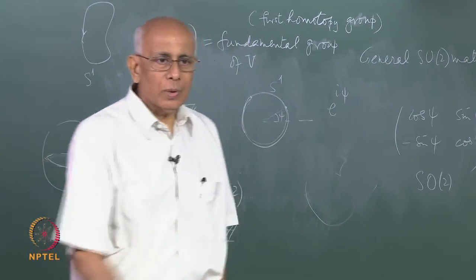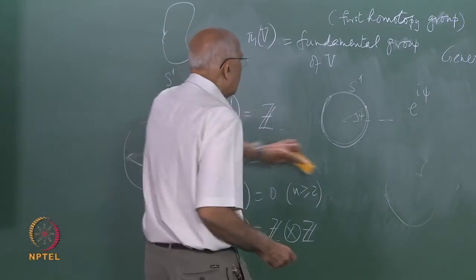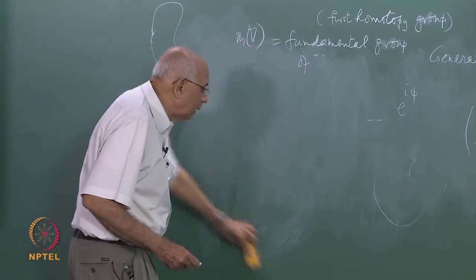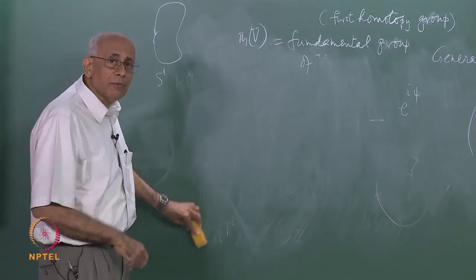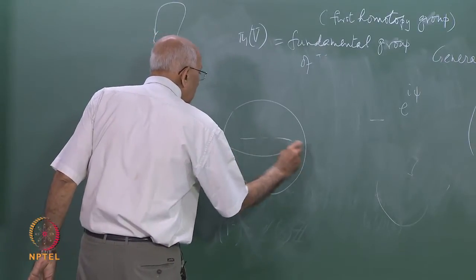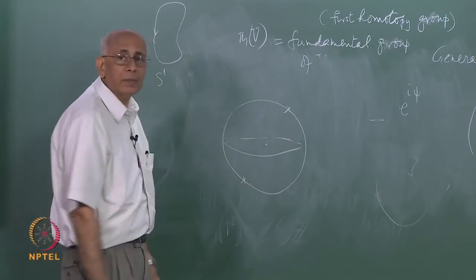So you will see the SO3 example immediately. In SO3 what happened? The parameter space turned out to be a solid sphere of radius pi with antipodal points on the surface identified with each other. So you had this space and then the statement was that this point is the same as this point.